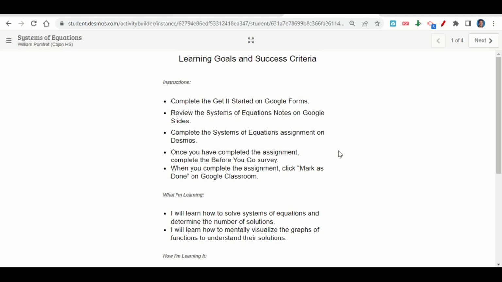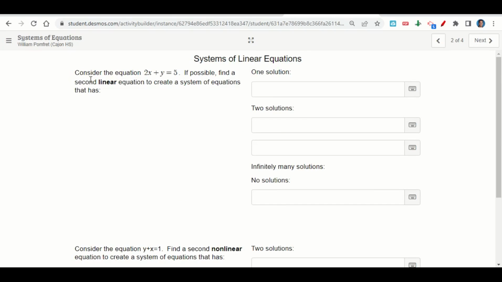The activity begins with the learning goals and success criteria. We'll go ahead and click Next. And it says, consider the equation 2x plus y equals 5. If possible, find a second linear equation to create a system of equations that has, in this case, one solution.